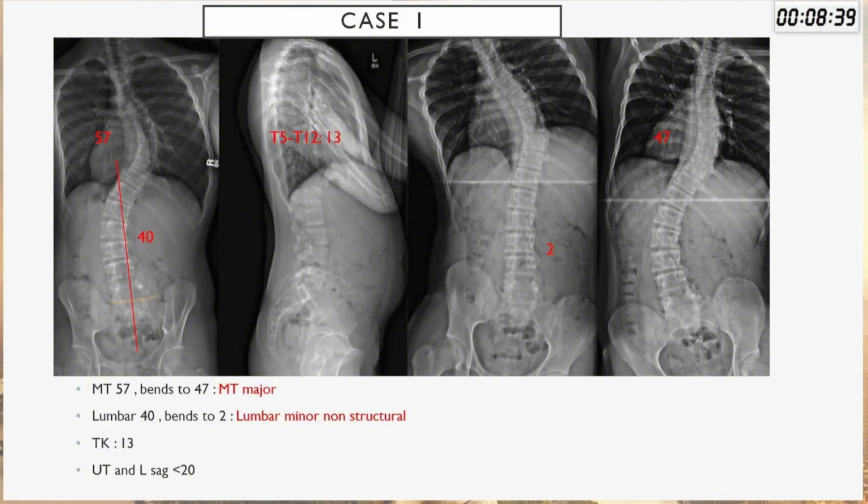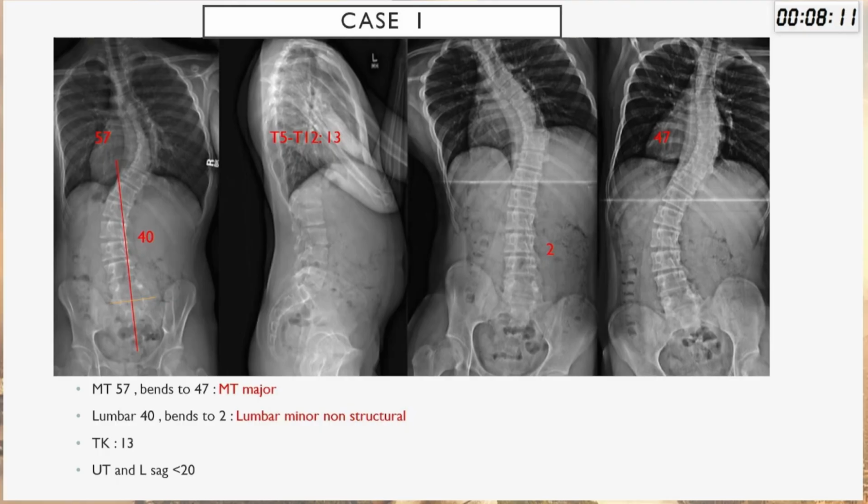This case is Lenke type 1. Lumbar modifier B. So Lenke type 1 because, so everyone will know, the main thoracic is the structural curve, right? And the lumbar is a non-structural curve. Correct. So it's main thoracic structural, lumbar not structural, upper thoracic not structural, so it's a 1. All right? And it's B because?